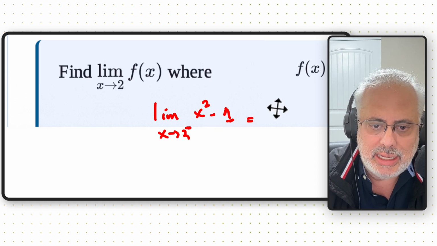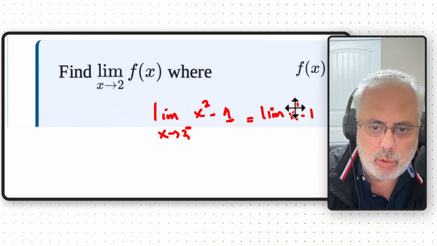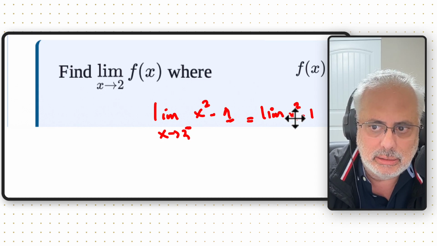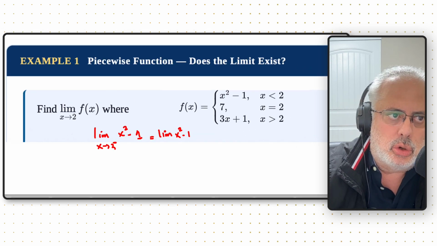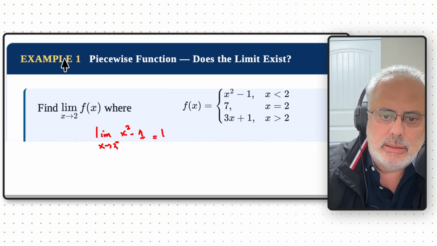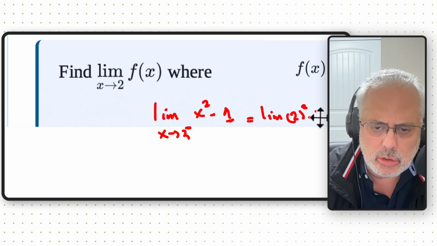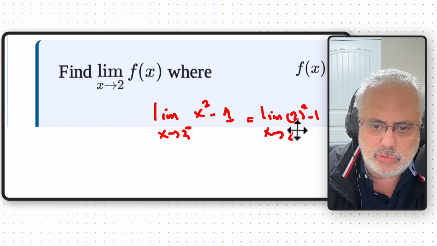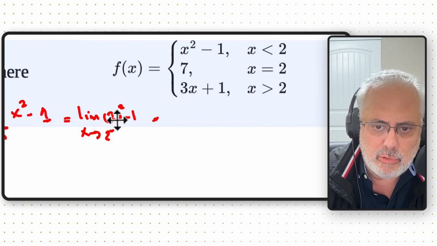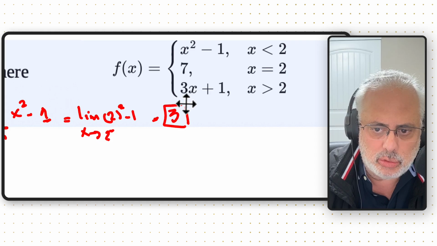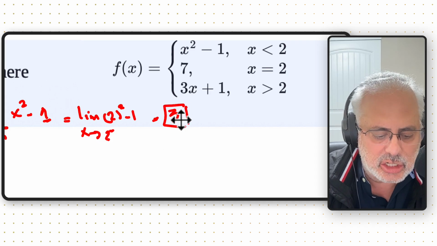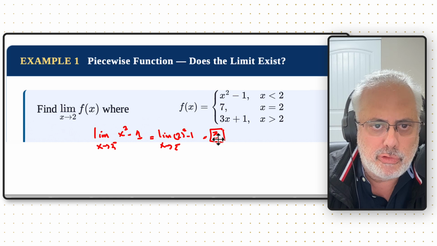This is no more than the limit of x squared minus 1, but we are going to evaluate this at 2. So I'm going to put 2 to the power of 2 minus 1. The limit is approaching 2 from the left. So this is no more than 4 minus 1, and 4 minus 1 is equal to 3. So we have the limit equals 3 when the x value approaches 2 from the left.